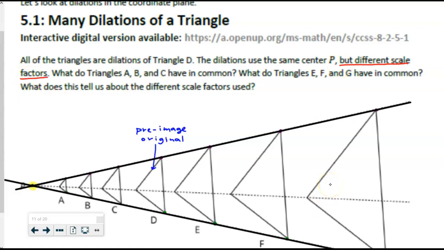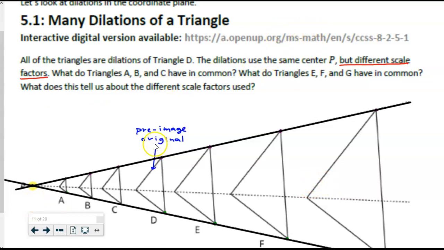What do triangles A, B, and C all have in common? Again, here's the original D, here's A, B, and C. What do A, B, and C all have in common? And what do E, F, and G all have in common? Discuss with your groups. We're going to pause the recording as students discuss.